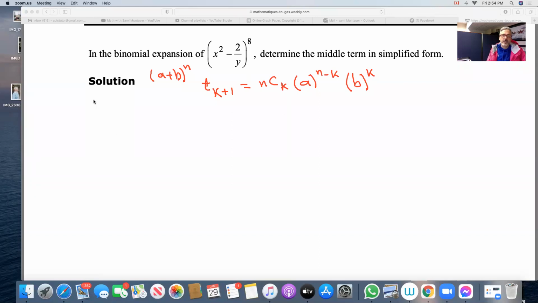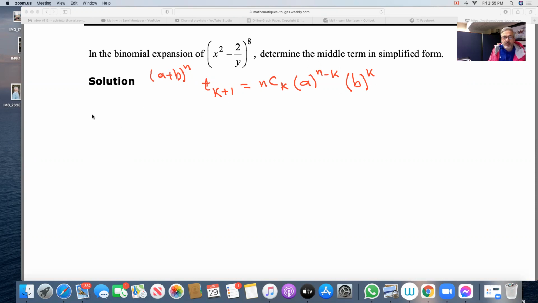So binomial distributions, here is a question. In this expansion right here, determine the middle term. So first of all, we have to know this equation here. This is how we find the terms of an expansion. So this is based on a plus b to the power of n.